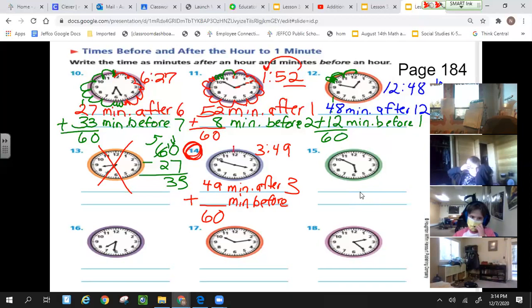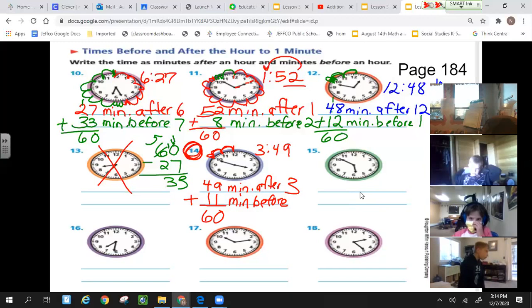Let's start at the 12 and count back. 5, 10, and one more. How many minutes is that? 10 plus one more. Count with me, ready, Lila? 10, 11, right? That would make sense.